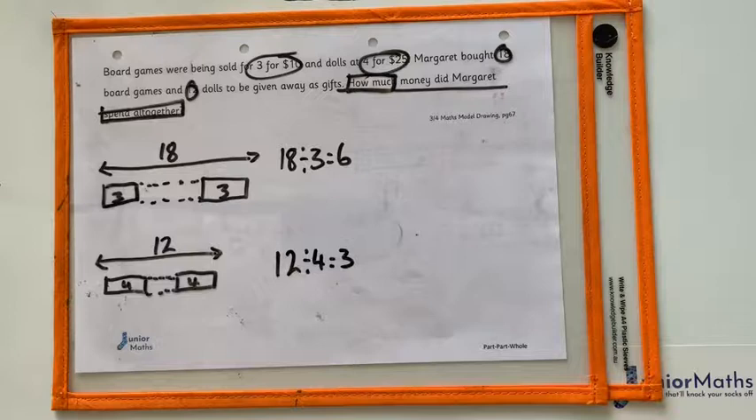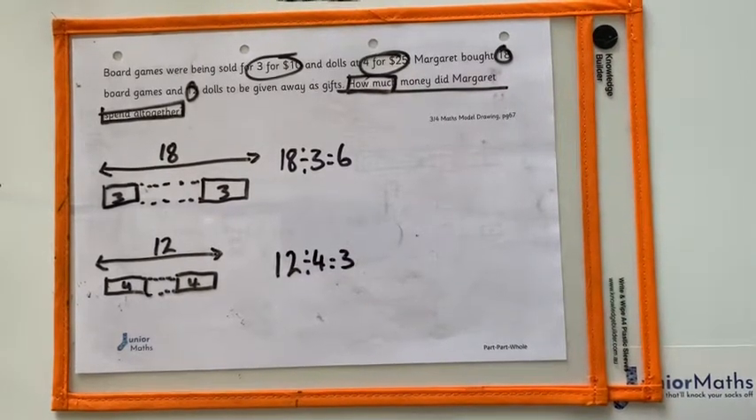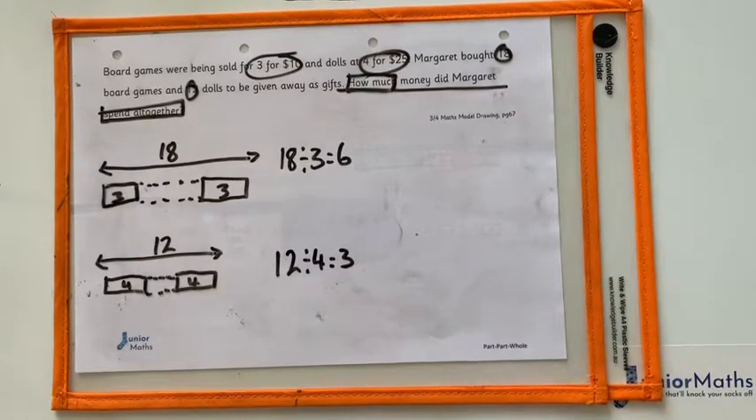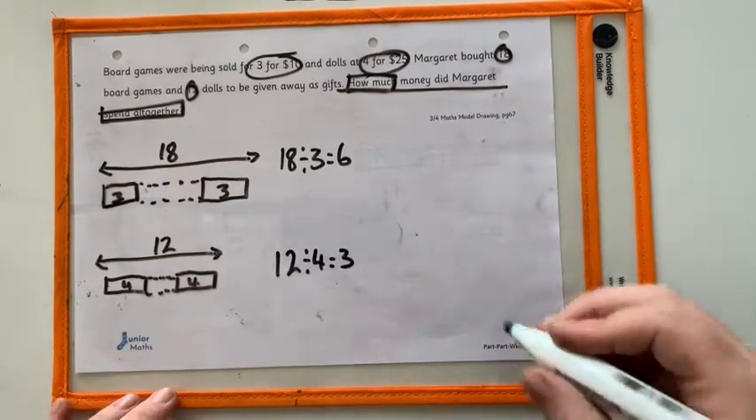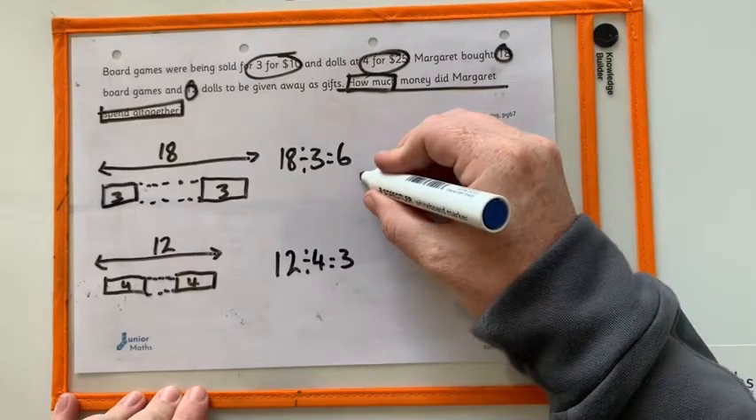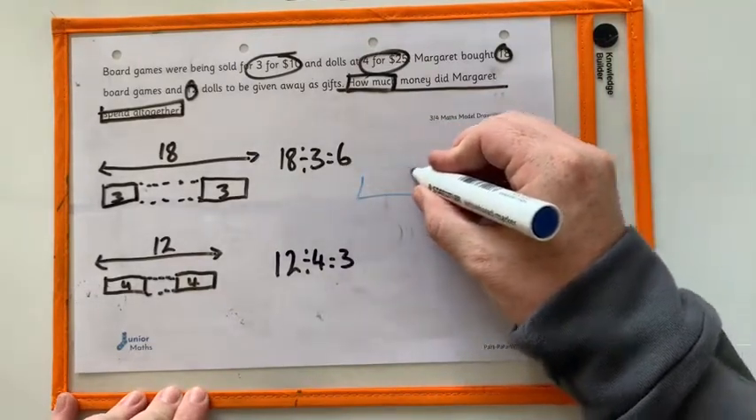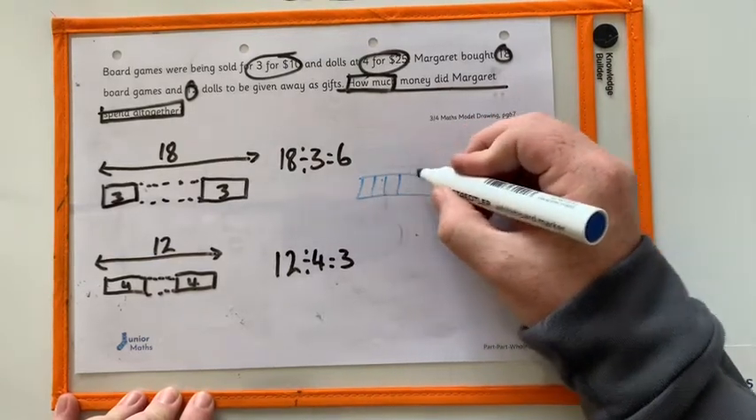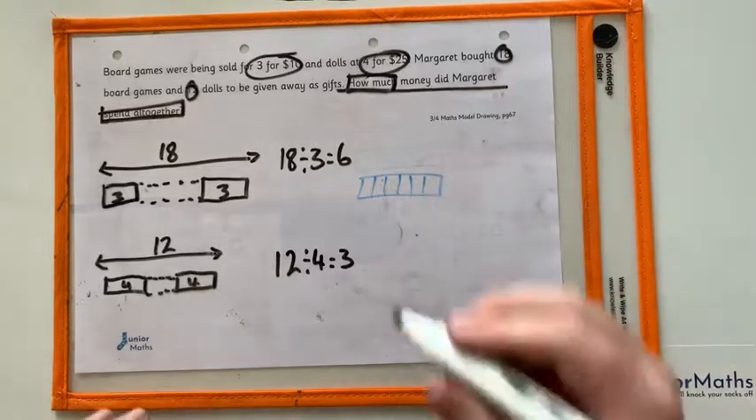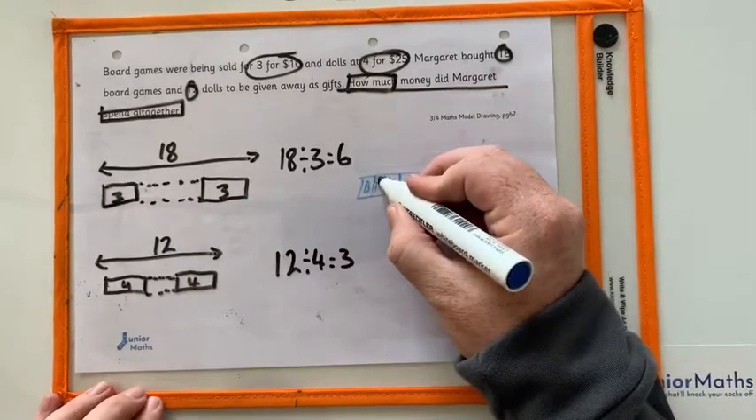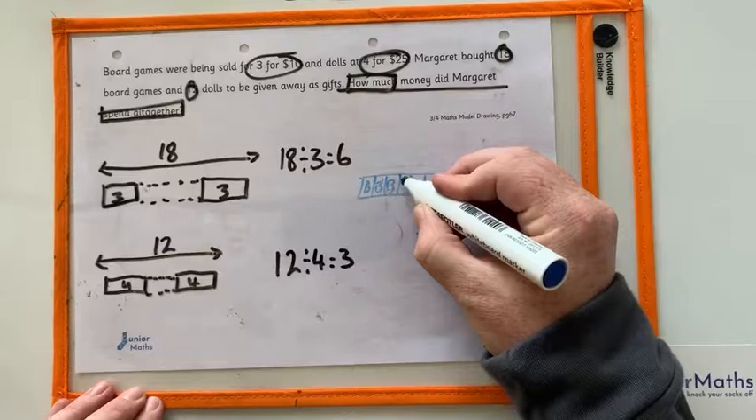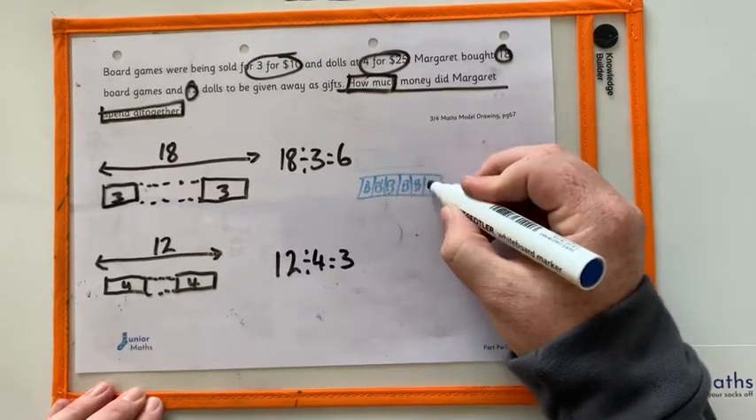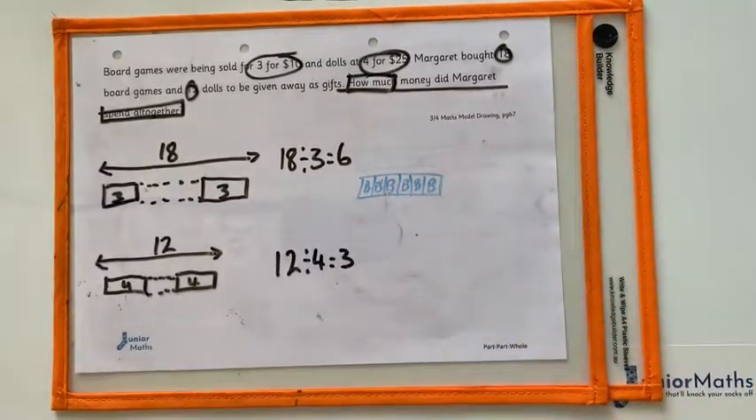So if we do our picture, I might use blue this time so it's a bit darker, it should stand out a bit better. Let's start with the blue. We'll draw 6 lots of the board games. Again, because I've color coded, I probably don't need to do this. I'm just doing it to ensure that there is understanding of what I'm doing.